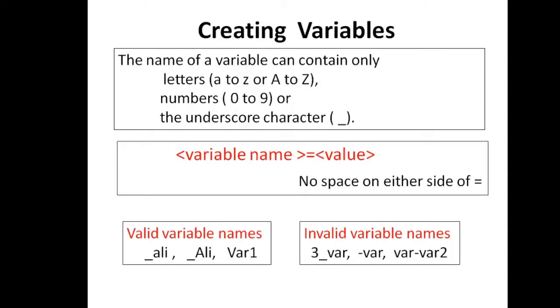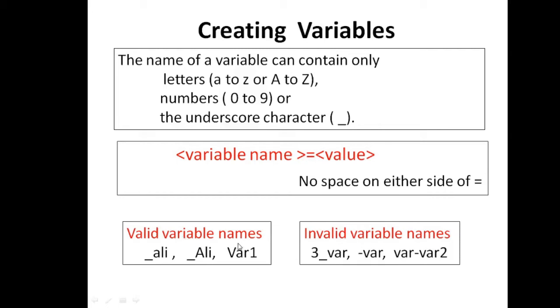How do you create a variable? It is the same as in any other language. So you can have small case letters, uppercase letters, numbers, and you can have an underscore. How do you define some value? So variable name equal to value. Here you can see that there should not be any space on either side of the equal to sign.